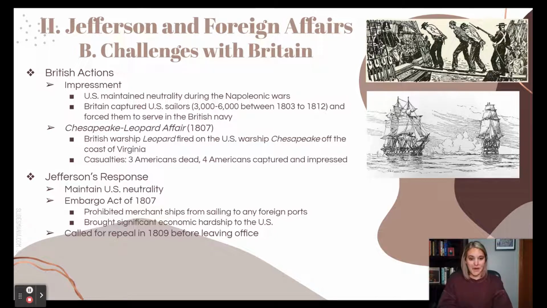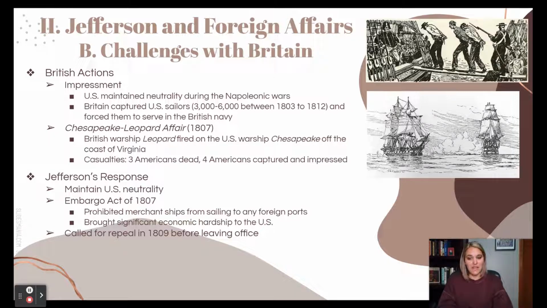And so if you remember, going back to our 1700s, the U.S. has been dealing with impressment. The British are capturing American sailors and forcing them to serve in the British Navy. And this was in large part because the U.S. had decided to maintain neutrality between the most recent skirmish between Britain and France.